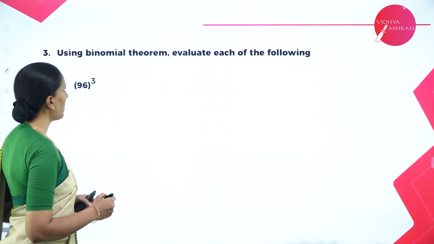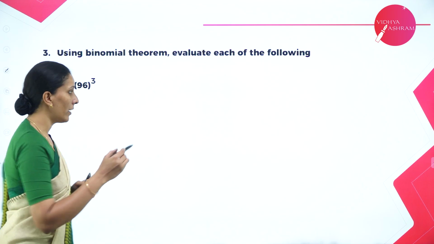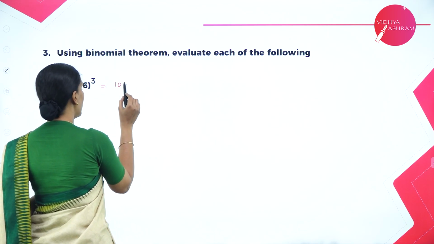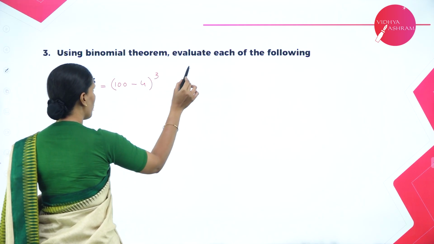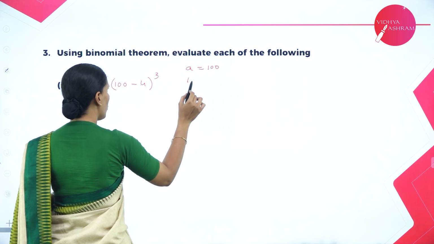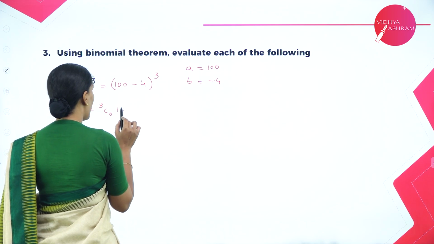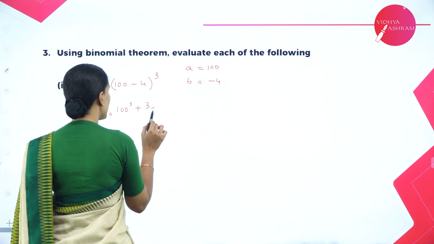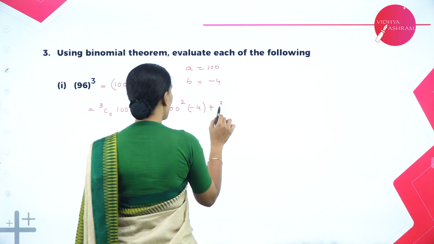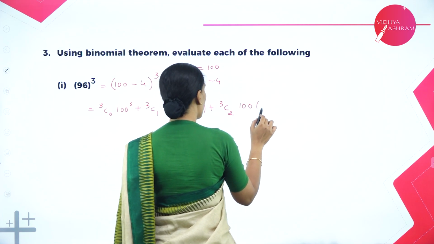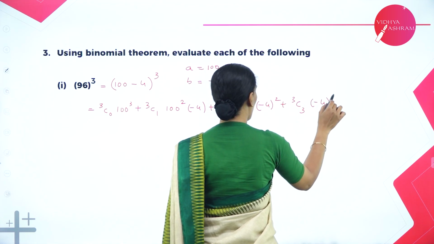Next question. Using binomial theorem, evaluate the following. So we have 96 whole cube. So the number can be expressed as (100 minus 4) whole cube. Now using binomial theorem, the value of a is 100. The value of b is minus 4. So let us expand 3C0 100 cube plus 3C1 100 square (minus 4) plus 3C2 100 (minus 4) whole square plus 3C3 (minus 4) whole cube.